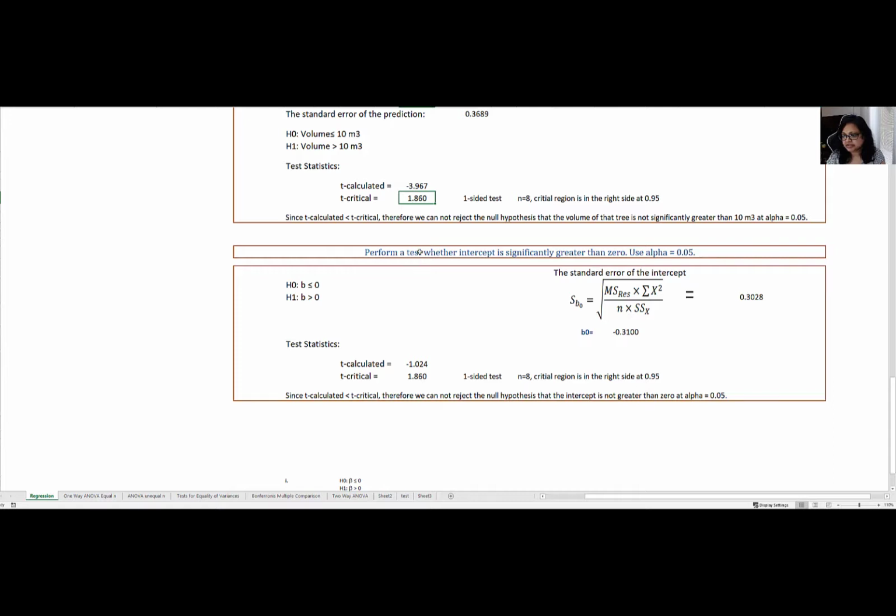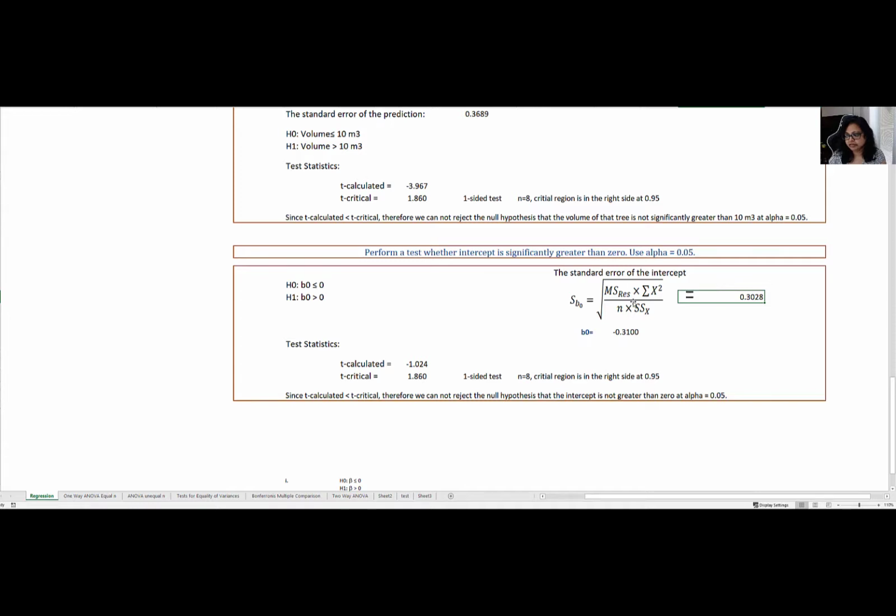In this test, I said whether the intercept is significantly greater than 0. I might ask you whether the intercept is less than or greater than 0, so I should use B0. That means we want to find whether the intercept is less than 0 or greater than 0. For the intercept, you have to use this standard error, and I found that the standard error for the intercept is 0.3028.